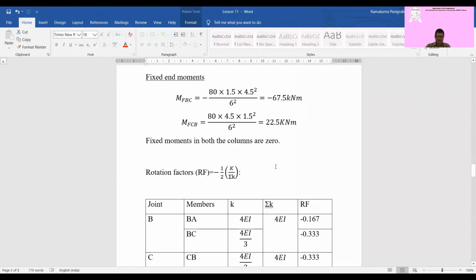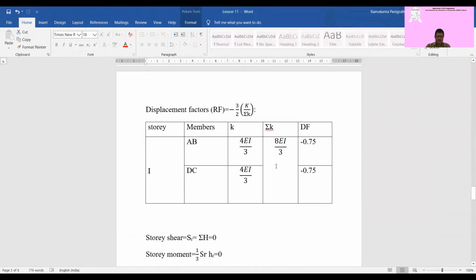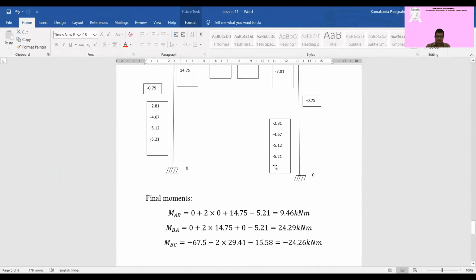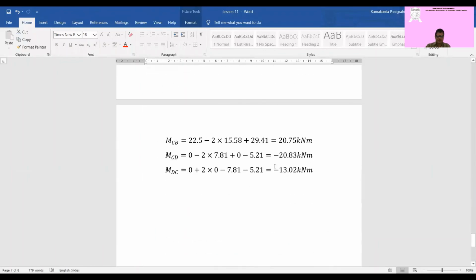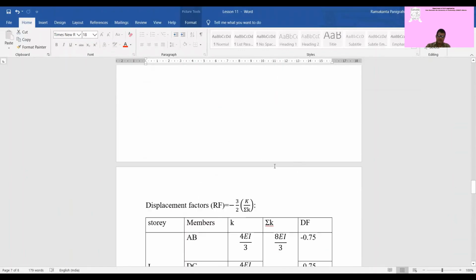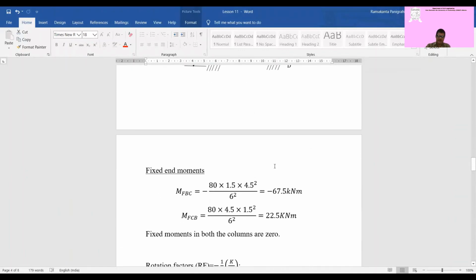Now, let us see another problem of this frame.